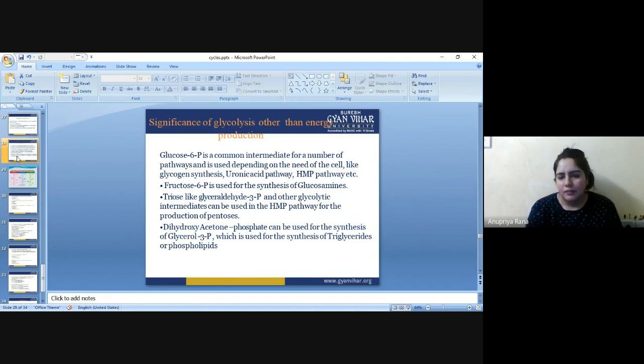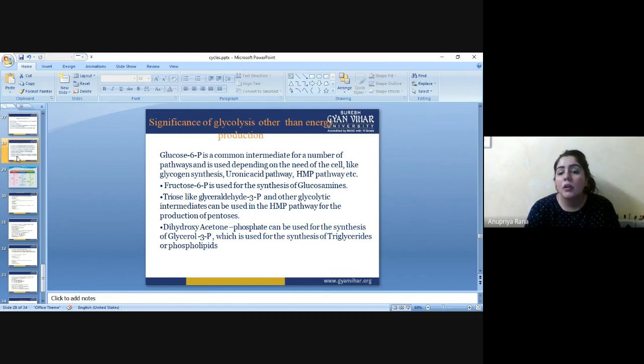Now the significance of glycolysis, why we are doing this. It's all about energy production, okay, but now we have to see some other significance of glycolysis, even other than energy production. You can see here, glucose 6-phosphate is a very fundamental first product we get from the glycolysis pathway. It is an intermediate of pathways like the HMP pathway and glycogenesis that we already studied.